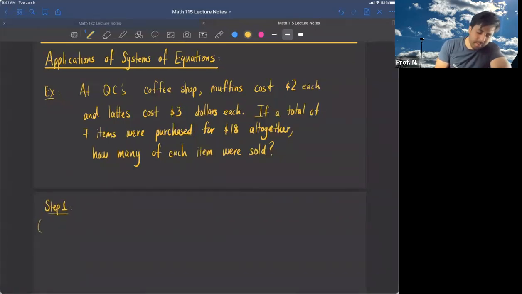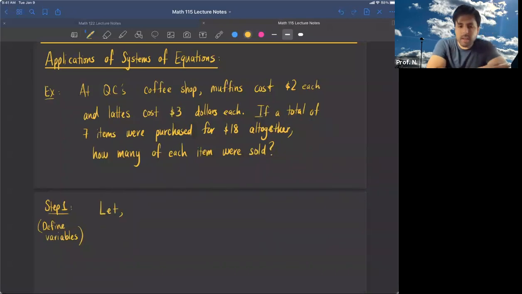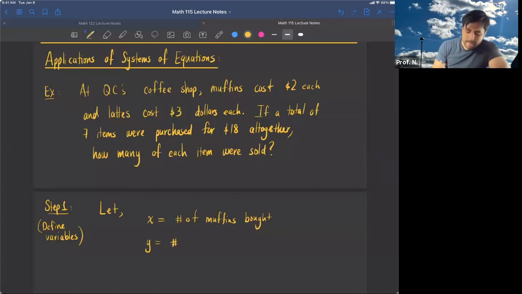This is important stuff, guys. Define. We define variables. We declare variables. We say, hey, one of the strongest, most powerful three-letter words in the vocabulary is this: let. In mathematics, we have the power to let things be. We say, hey, you know what? Let X be the number of muffins bought. And call Y, naturally, the next letter after X is Y, the number of lattes bought.